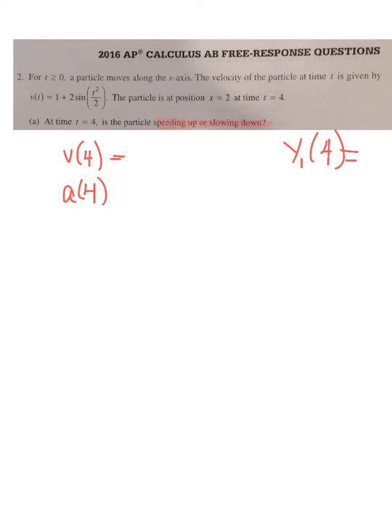Okay, so when you do that, you should get 2.9787, and that you're not going to see in your table of values in the calculator. That's why I prefer to do this instead. Okay, now A of 4.